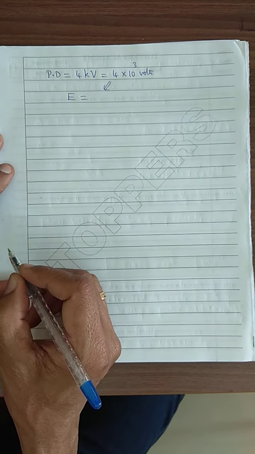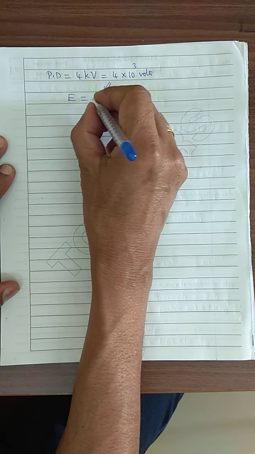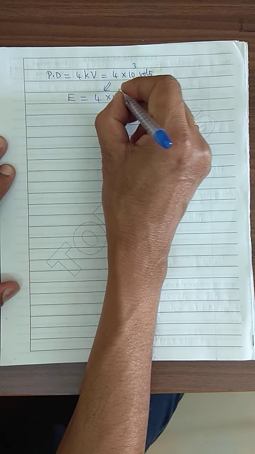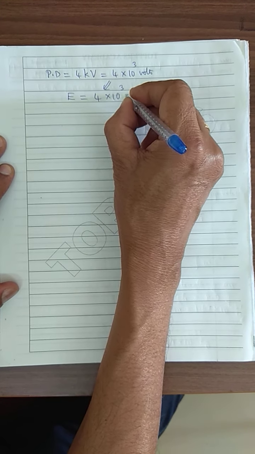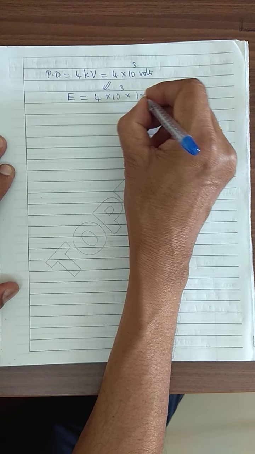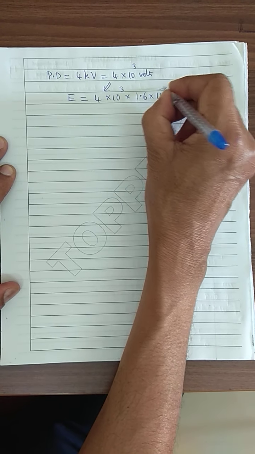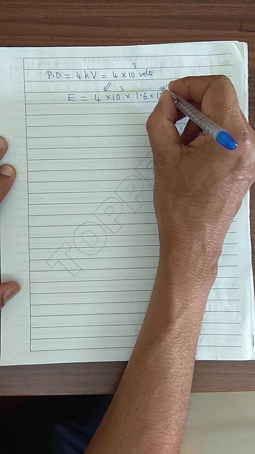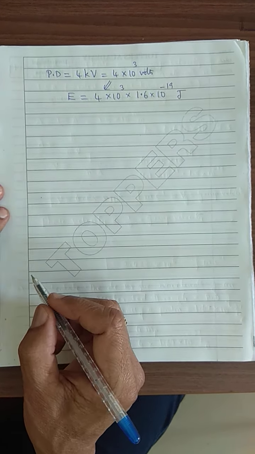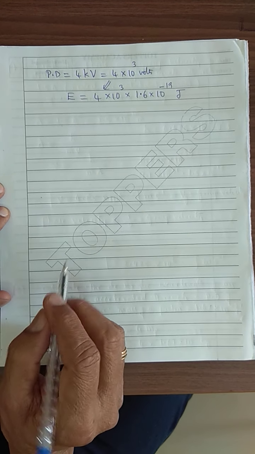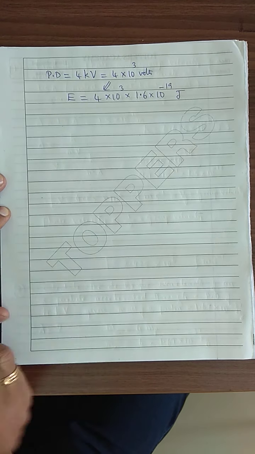Energy E is equal to 4 into 10 to the power 3, voltage is given, into 1.6 into 10 to the power minus 19 joules. Now it has been converted in the form of joules.